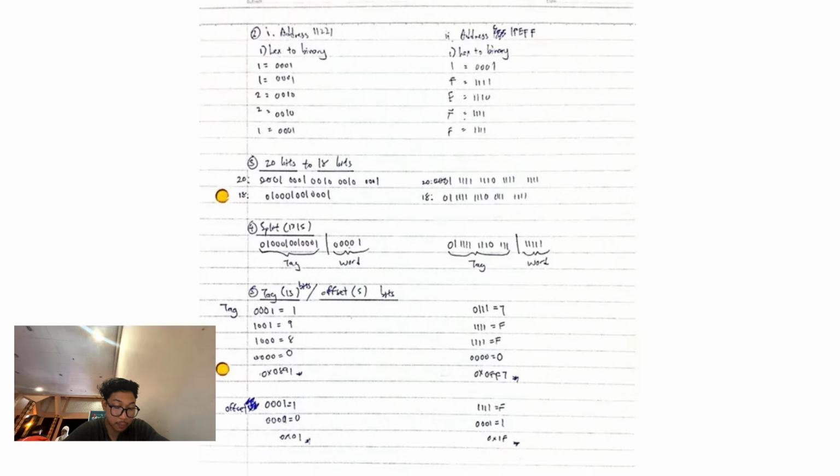For the fifth step, we want to find the tag and the offset, the hexadecimal value for these two addresses. The tag I've got for the first address is 0891, and the offset is 01. And for the second address the tag is 0FF7, and the offset is 1F.